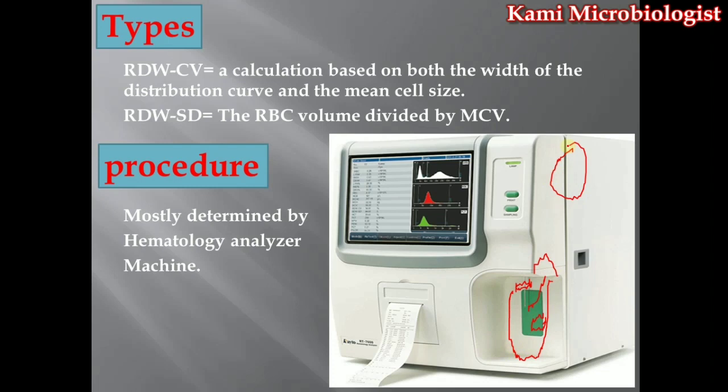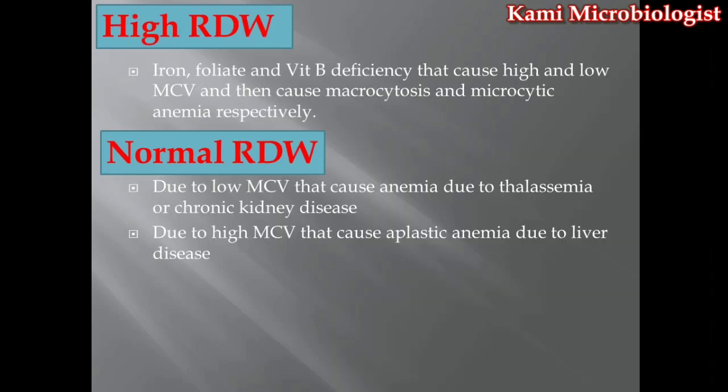And not only will it give you the RDW, but it also gives you other parameters of the CBC, like DLC, TLC, RBC count, platelet count, etc. Then we have different types of diseases and different types of conditions in which the RDW gets high. And there are some diseases, some conditions and some main causes in which the RDW value is normal.